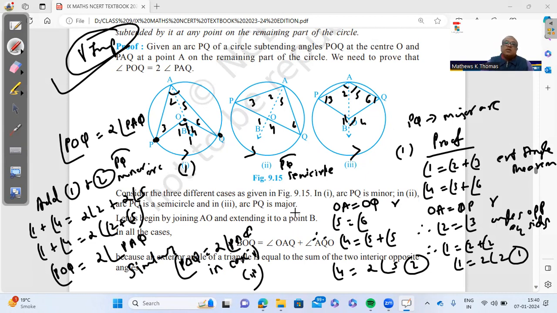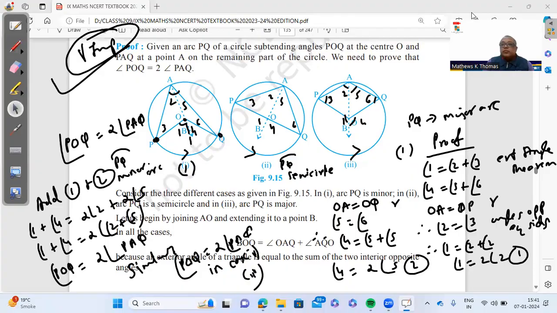So this is a very important theorem, the degree measure theorem: the angle subtended by an arc at the center is double or twice the angle subtended by the same arc on the remaining part of the circle.